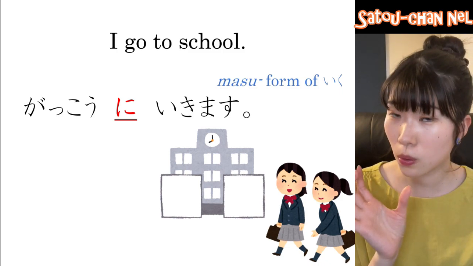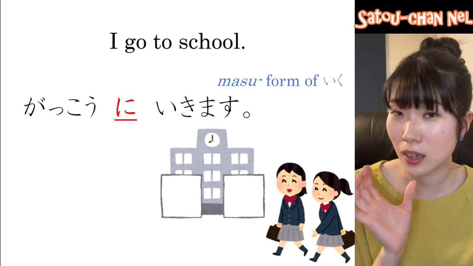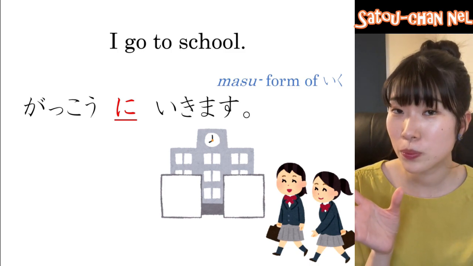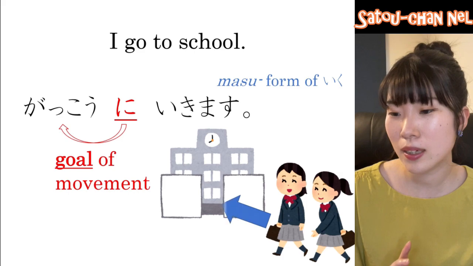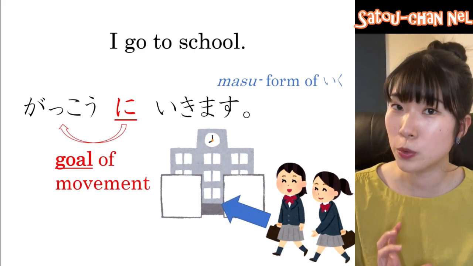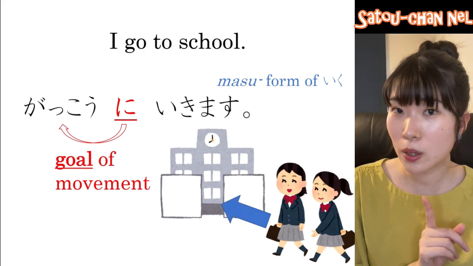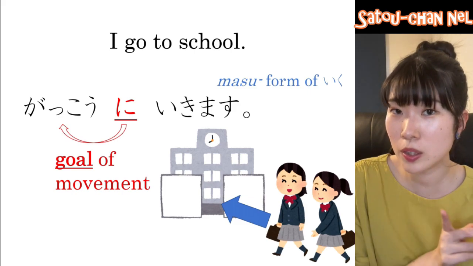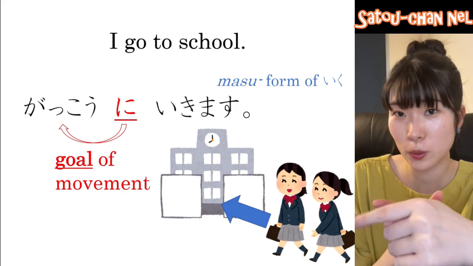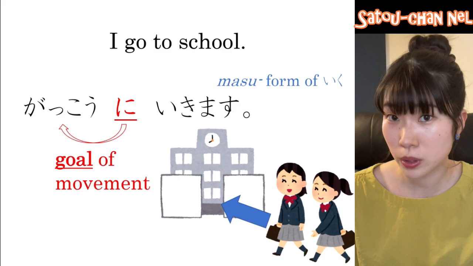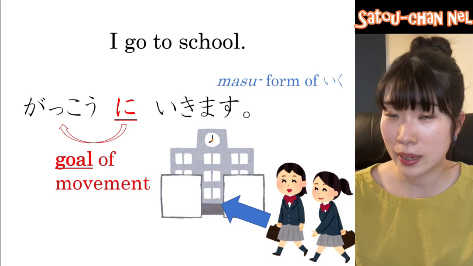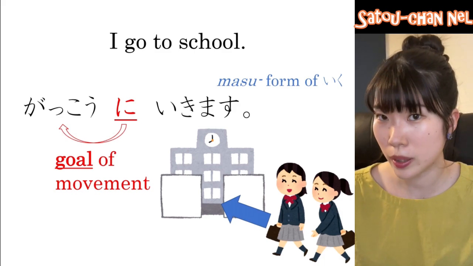So 学校 is the destination. 学校 is the goal. So this に indicates the goal of movement. I go to school. This is movement and here's the goal. So particle に also indicates the goal of movement.